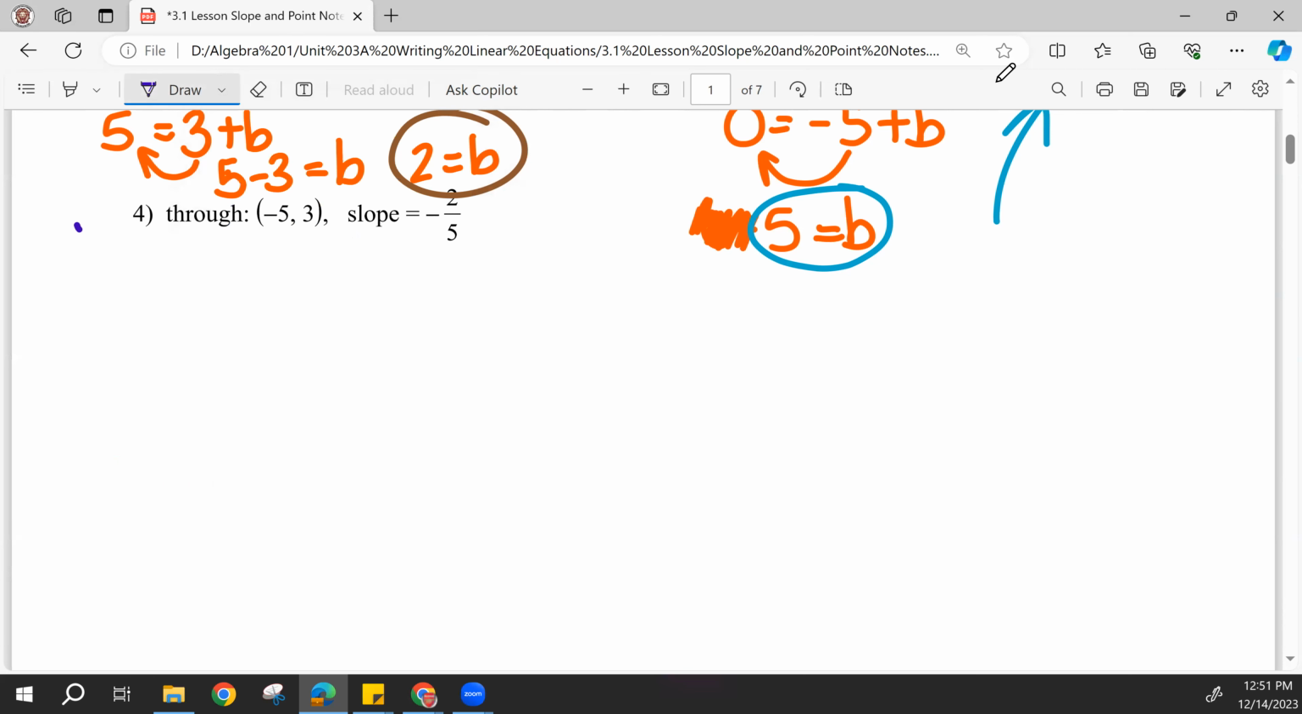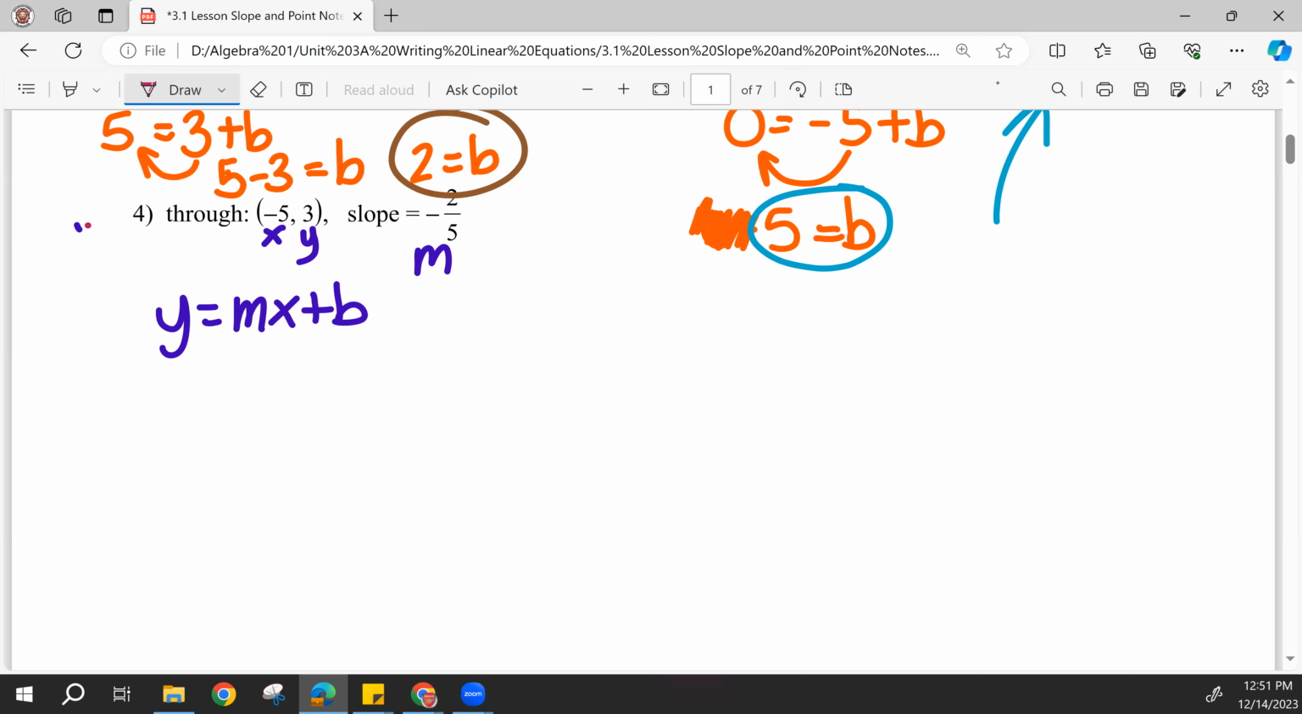Again, I have a slope. My slope is negative 2 over 5. I have an x and a y from the coordinate that my line is going to go through. And I'm always, always, always going to start with y equals mx plus b. If I write that down and I label all my values with the correct letters, then I can just go pick the value for each letter.